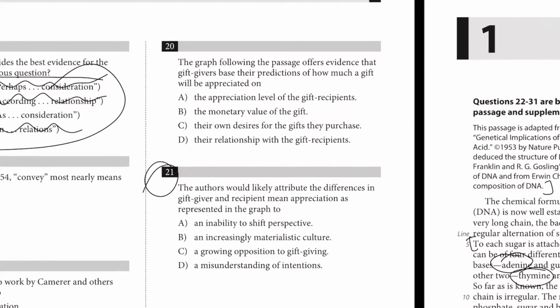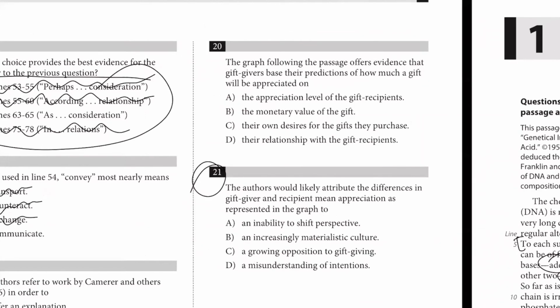So the graph following the passage offers evidence that gift givers base their predictions on how much a gift will be appreciated on what. We extracted a definitive pattern here. They're saying the more you spend on a gift, the more they'll appreciate it, and the less they spend, the less they'll appreciate it. Meaning that monetary value correlates with how much it is appreciated. Perfect, right? It's monetary value. It's not the appreciation level of the gift recipients. We don't care about the gift recipients. That's not what we're measuring here. Monetary value means the amount of money spent on a certain gift.